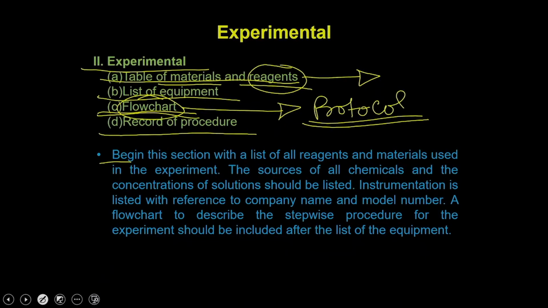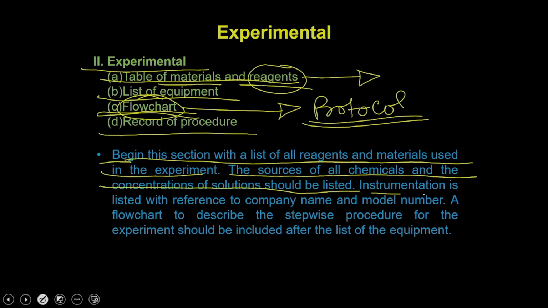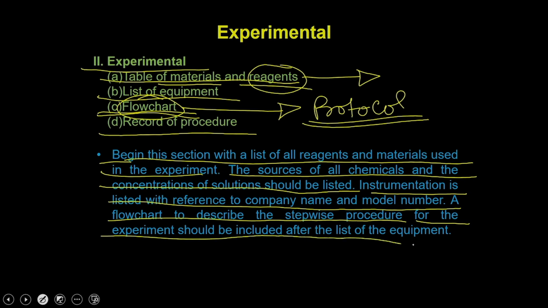So, this section begins with the list of all reagents and materials used in the experiments. The sources of all the chemicals and the concentration of the solutions should be listed. The instrument is listed with reference to the company name and the model number. A flow chart describing the stepwise procedure for the experiment should be included after the list of the equipment required, because it is very important that you provide the equipment, the model, and the company, because those who are going to reproduce this experiment should use the same set of equipments.